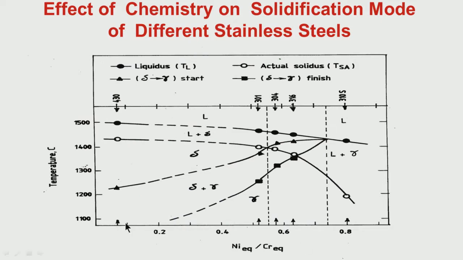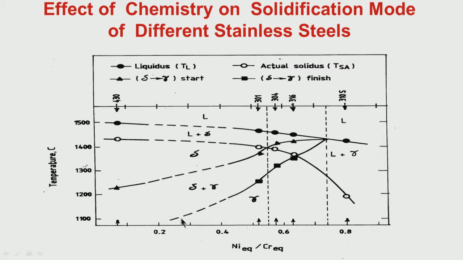Let us look at 430, where the nickel equivalent by chromium equivalent is very low. Solidification is through delta ferrite only. It is like very low percent carbon. What happened for very low percent carbon? The same thing is happening during solidification for ferritic grades like 430. Initially it is liquid and then liquid plus delta. Solidification is complete only through delta, and this delta to gamma transformation is taking place at quite low temperature. It depends on the nickel equivalent with chromium equivalent. It is very low, so this gap is more.